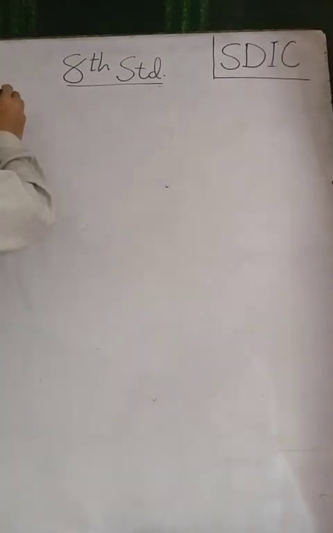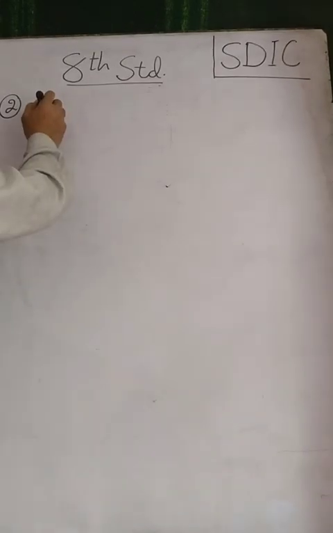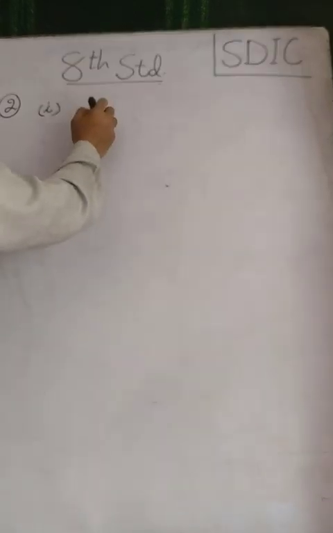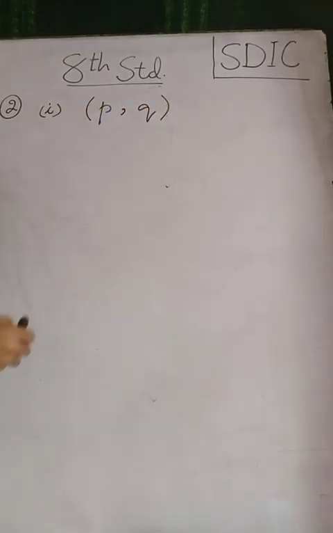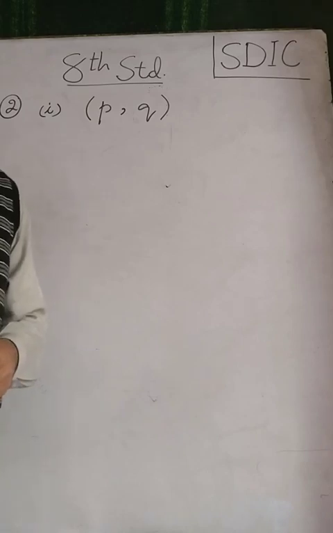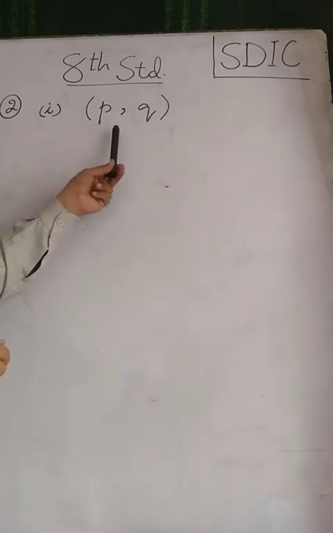Now let us begin the second question. It is a similar one. We are asked to find the areas of rectangles with the following pairs of monomials as their lengths and breadths respectively. First part. P, Q written within brackets means this is the first part. It is followed by a semicolon. After that you will have the second part. This is our first rectangle.